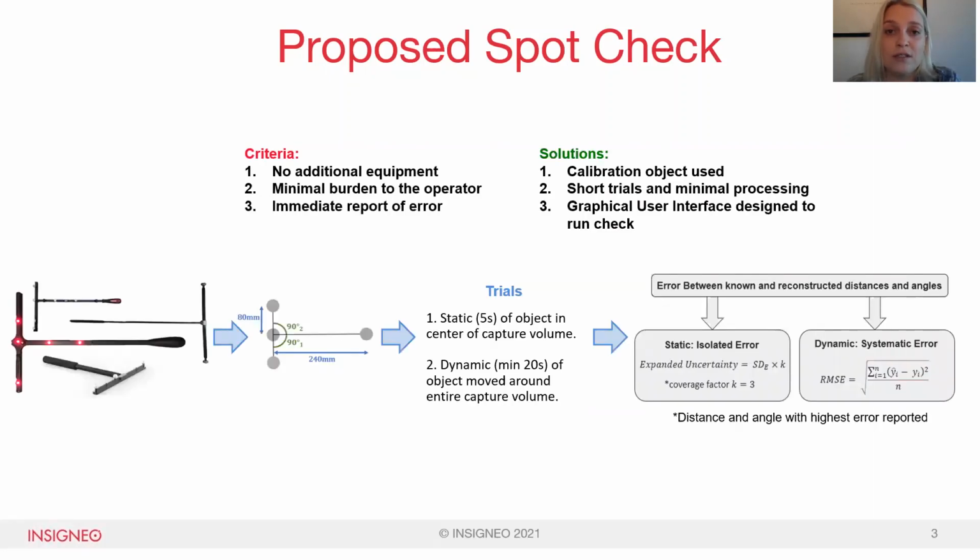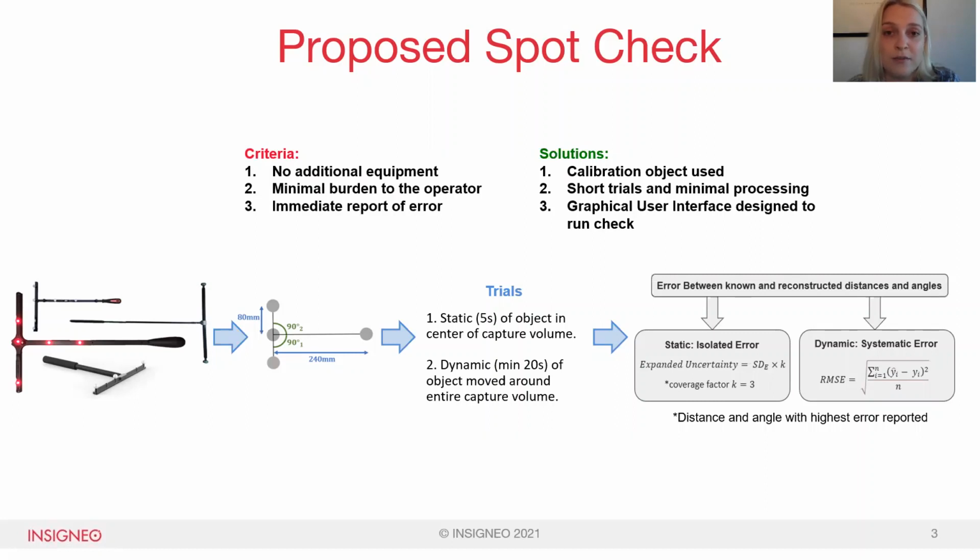The spot check uses the calibration object of the SP manufacturer. The reason for using this object is that the marker geometries are already reported and the object is well standardized. By performing 2 short trials, we can then compare the known geometries of the markers to the reconstructed geometries of the markers and determine the error.